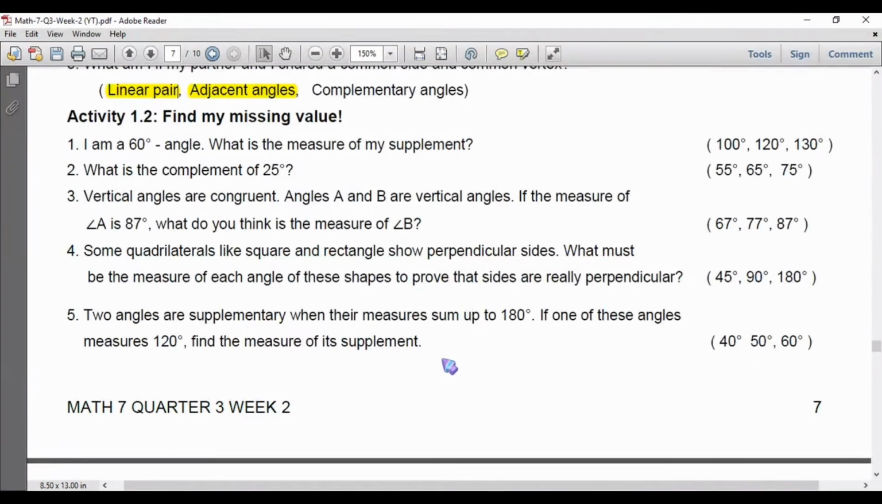Find my missing value. 60 degrees angle, what is the measure of my supplement? 60. 180 supplement angle. So, alin dyan? Okay, so, 25 complement siya, 25. So, alin dito? Is it 65? Okay. Vertical angles are congruent. Angles A and B are vertical, and the measure of angle A is 87. What is the measure of angle B? Vertical angles yan.